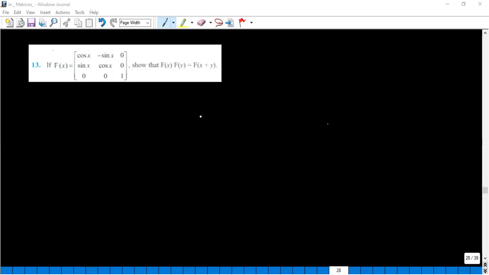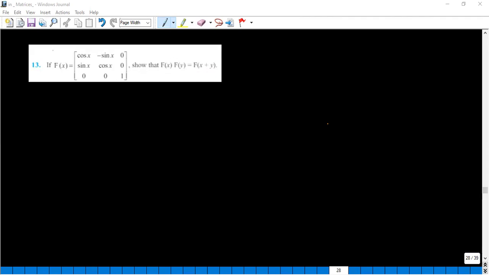Hello everyone. In this session, I'm going to complete these two questions. Let's see the question directly. What is f of x they have given and what we need to find out? They have given a 3 by 3 matrix, and they are asking f of x into f of y is equal to f of x plus y. This is what we wanted to show.